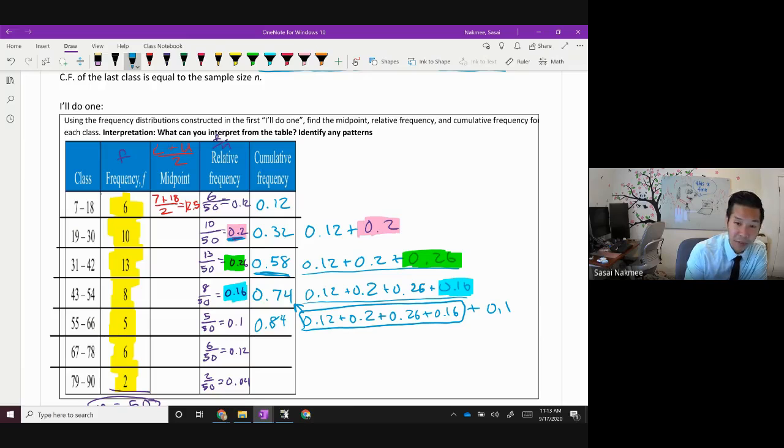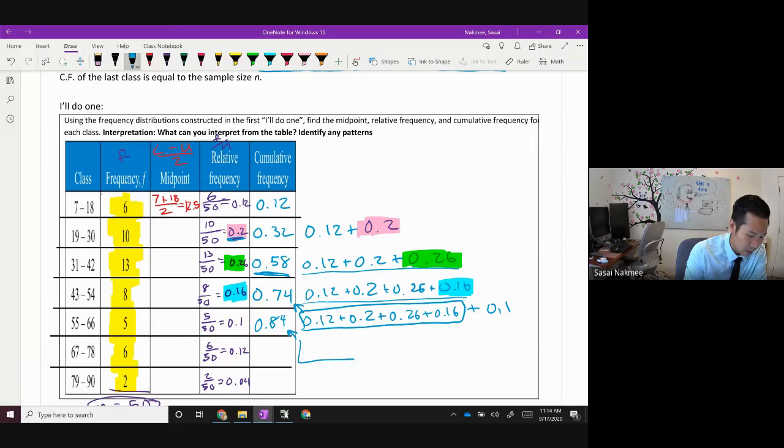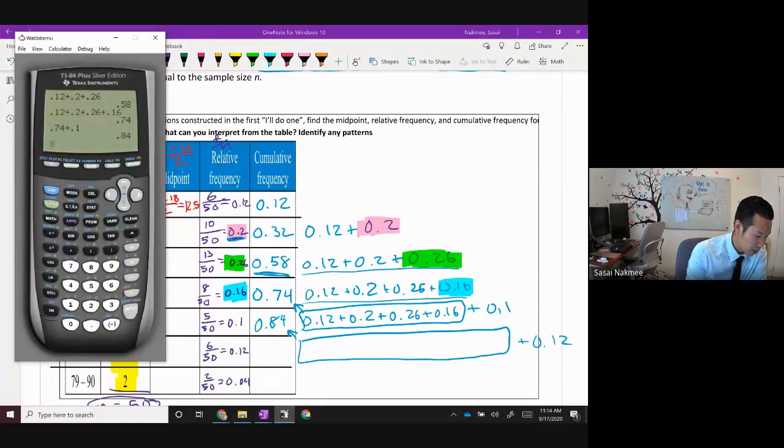And if you don't believe me, you could type all that into your calculator and you'll see it comes out to 0.84. What's beautiful is that as you keep doing this, it just keeps going on and on with the numbers that you have before it. So if I want to do the next one, I could just take this number right here, and that's going to represent this long number down here, plus 0.12. 0.84 plus 0.12 gives me my next answer.